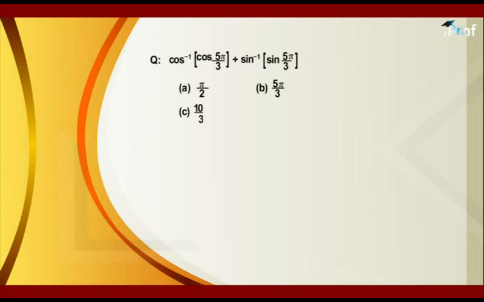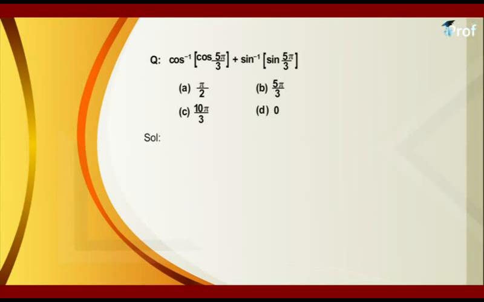Next question is cos inverse of cos 5 pi by 3 plus sine inverse of sine 5 pi by 3 is equal to A, pi by 2, B, 5 pi by 3, C, 10 pi by 3, and D is 0.